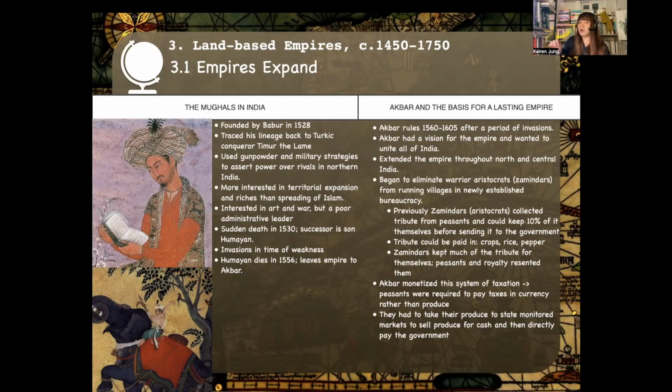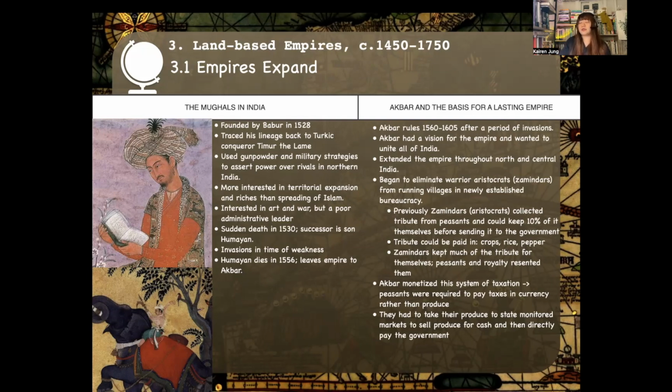He extended the empire throughout the north and the central areas of India, and he began to eliminate the warrior aristocrats, also called the zamindars, from running villages in his newly established bureaucracy. So previously, the zamindars, the aristocrats, had collected tribute from peasants, and they were allowed to keep 10% of it themselves before they sent it to the government, and tribute could be paid in crops, rice, and pepper. This is a system ripe for manipulation. The zamindars actually kept a lot of the tribute for themselves, and the peasants and the royalty did resent them.